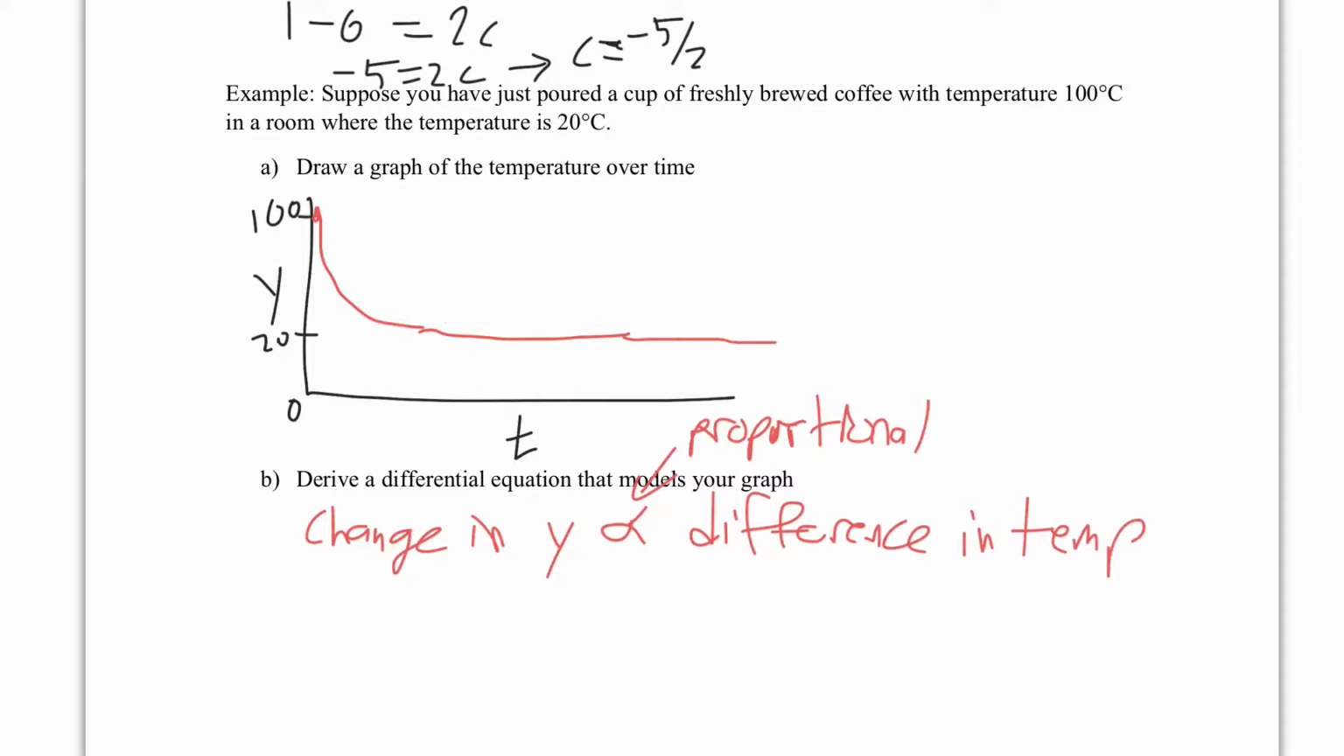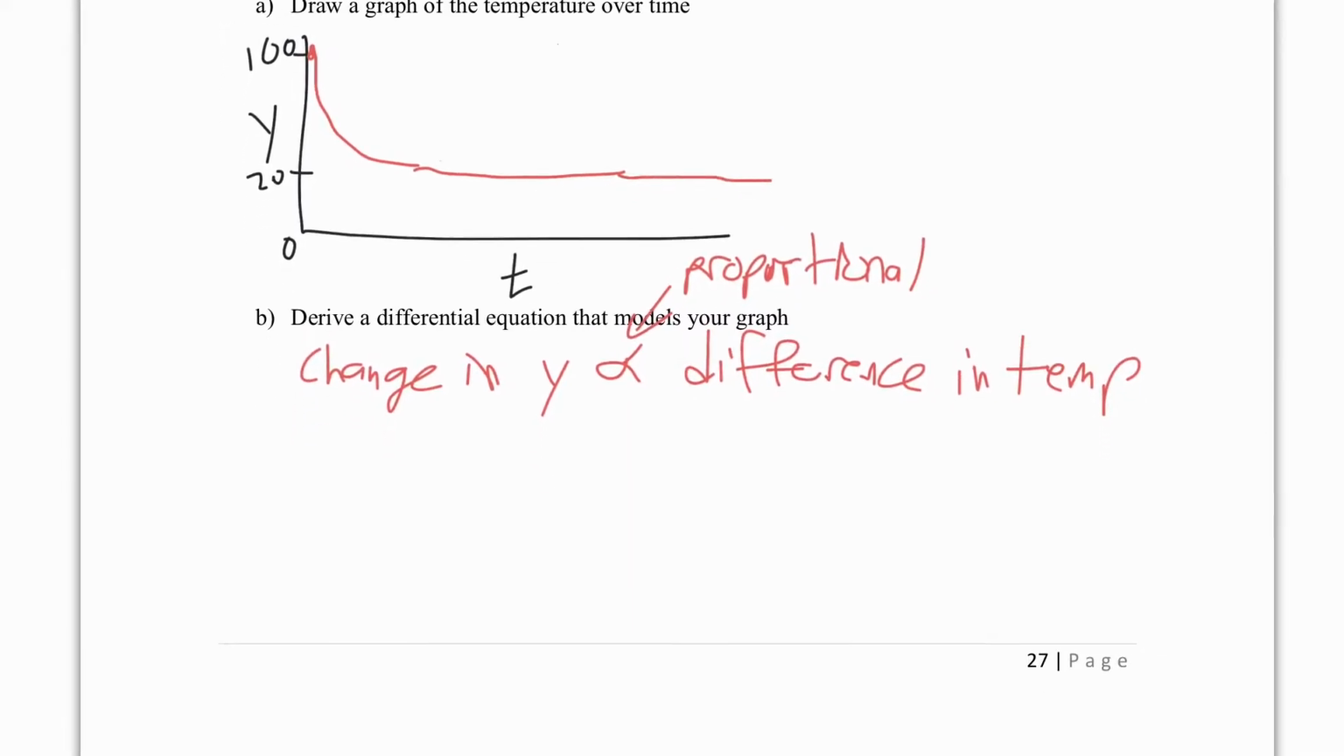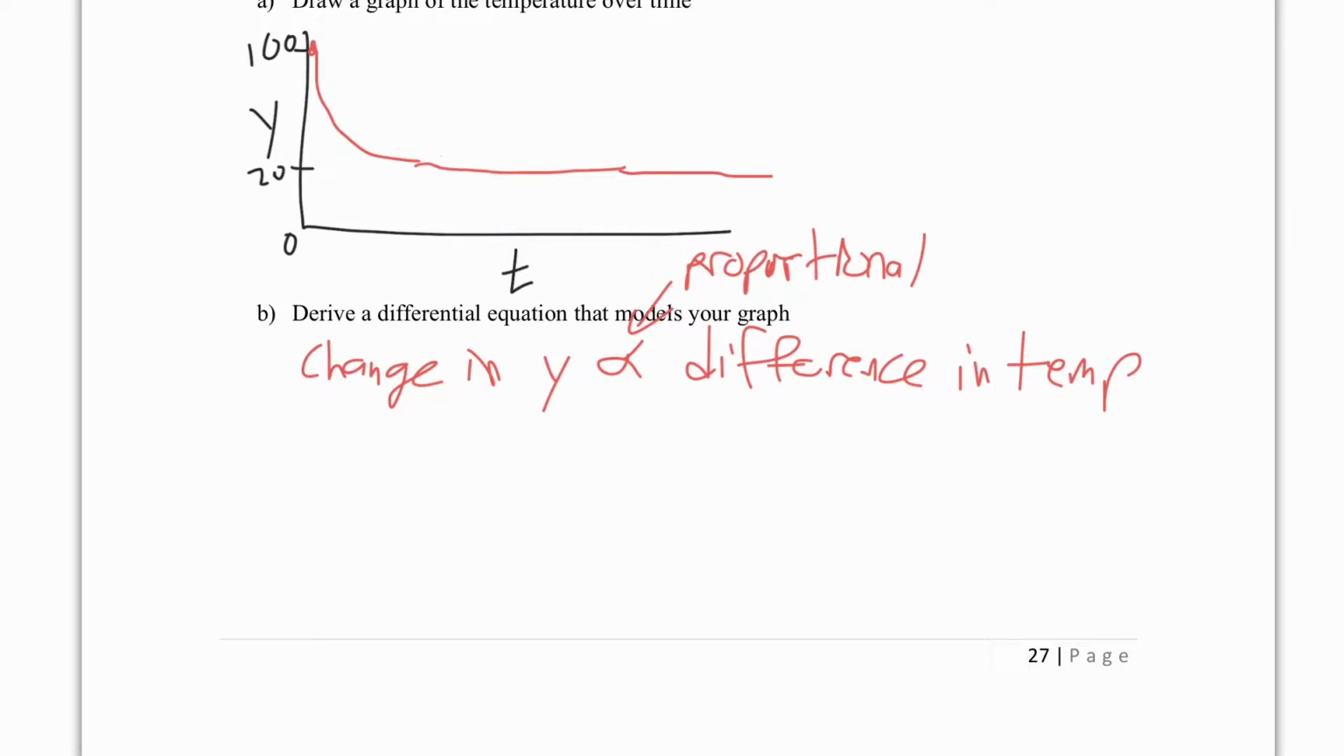And what I mean by that is it's going to cool not very quickly when it's almost 20, but it's going to cool very quickly when it's 100, because that difference between the coffee temperature and the room temperature, the greater the distance, the faster the coffee cools. Well, here's what that means as an equation. The derivative of y, the rate at which the coffee is cooling, is proportional to y minus 20, the difference between y, which is the temperature, and 20, which is the room.